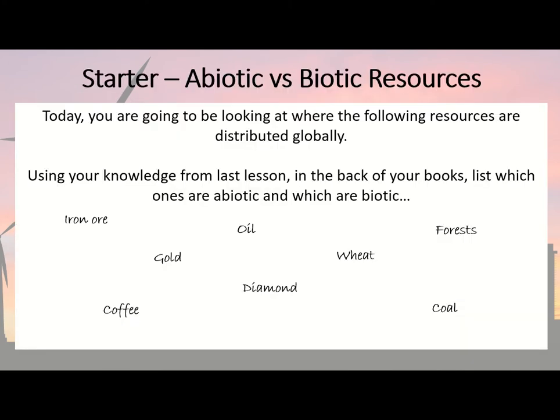Okay, so this is a bit of a recap as well as an introduction. So recap to last lesson, which is where we were classifying resources, and what we've got here is just a list of different abiotic or biotic resources which will feature during today's lesson. So what I'd like you to do is just work out which ones of these are biotic and which ones are abiotic, and that will refresh your memory about what those two terms mean. So pause the screen to do that, and I'll reveal the answer when you've unpaused the screen.